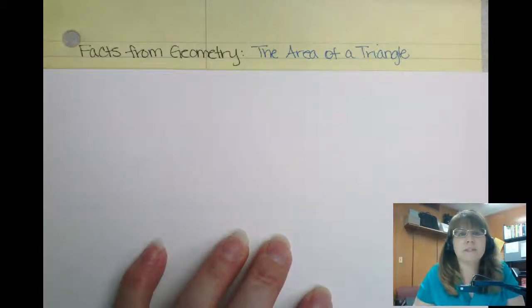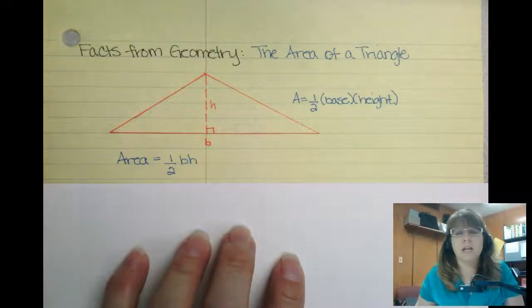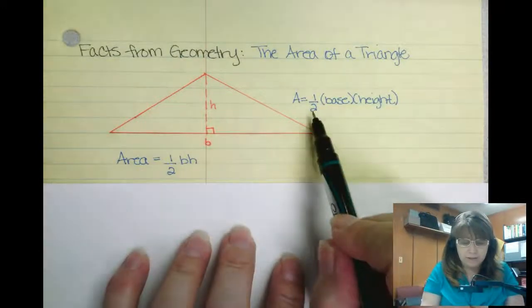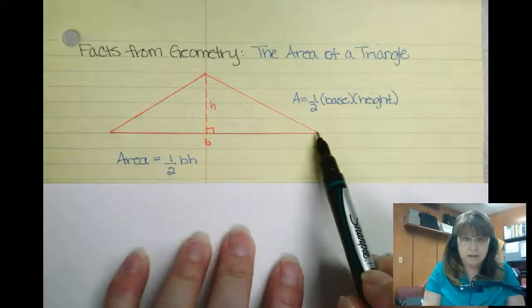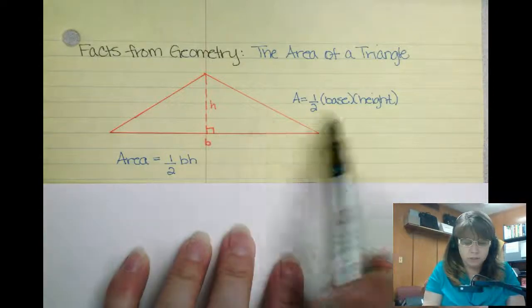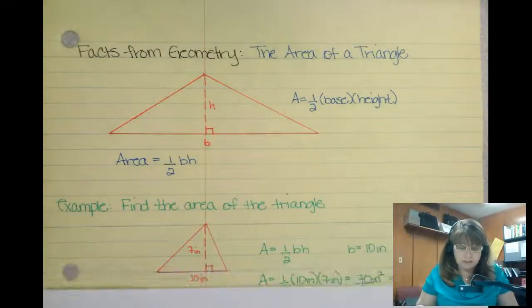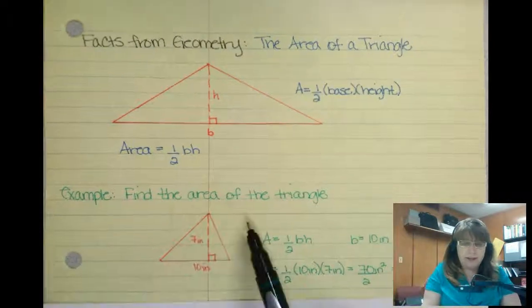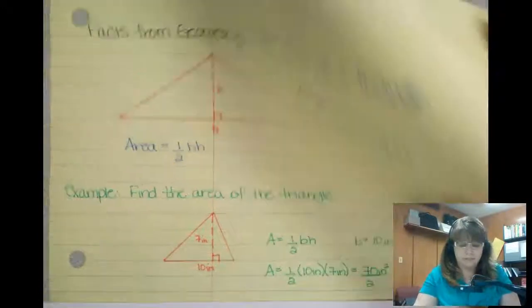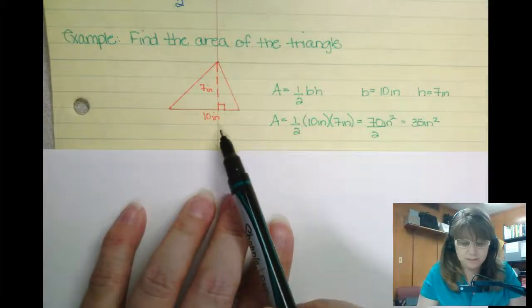Now let's change gears for a little bit and start talking about geometry, specifically the area of a triangle. So I have a triangle here, and the formula for the area of a triangle is 1/2 times the base of the triangle times the height of a triangle. And we're going to use B for base and H for height. So let's find the area of a triangle where the height is 7 inches and the base is 10 inches.